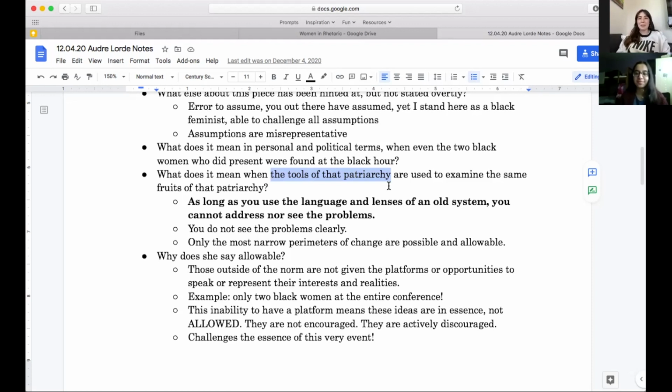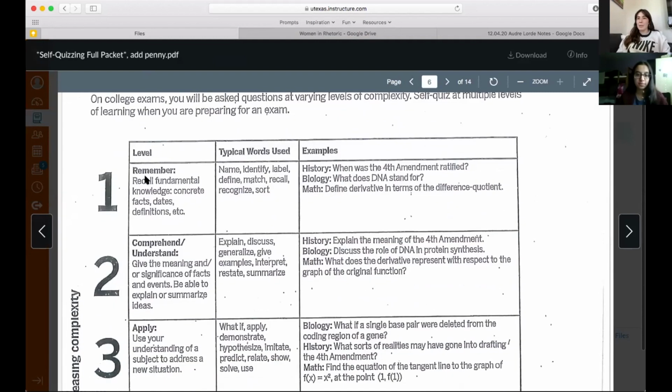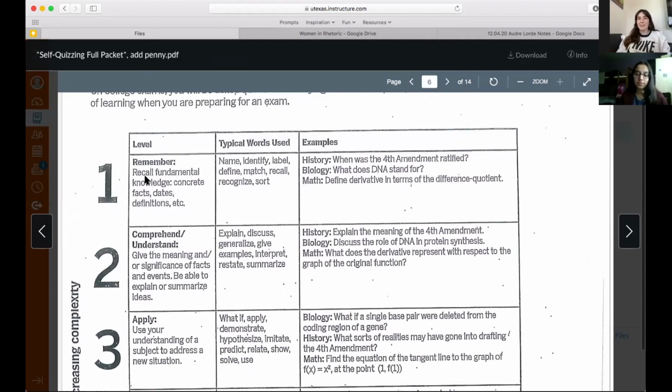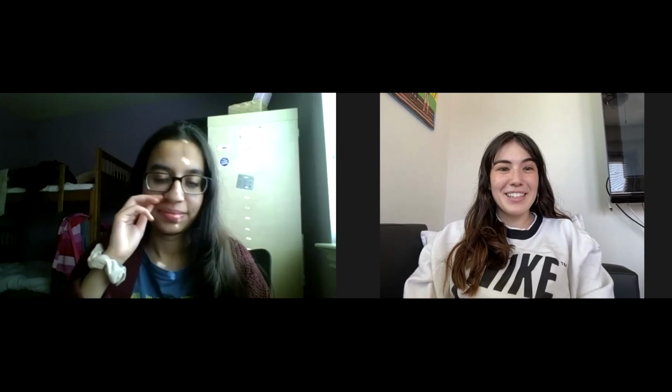Brilliant. So I think that we've done it where we've gone through each of these levels. You've come up with some examples. I've demonstrated some examples for you. And now all that we have left to do is just keep coming up with self-quizzing questions together. Okay, sounds good.